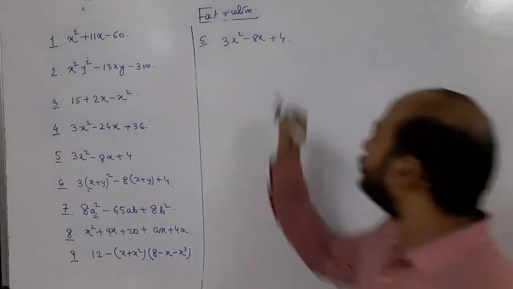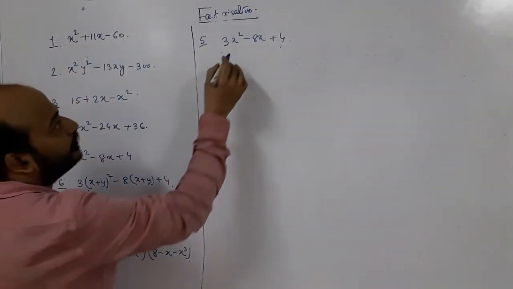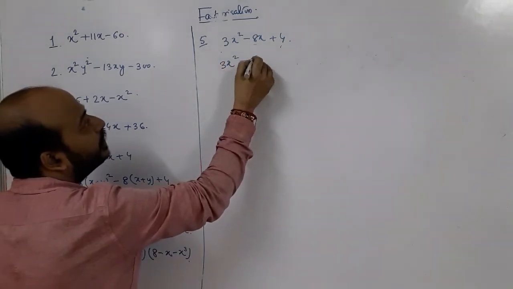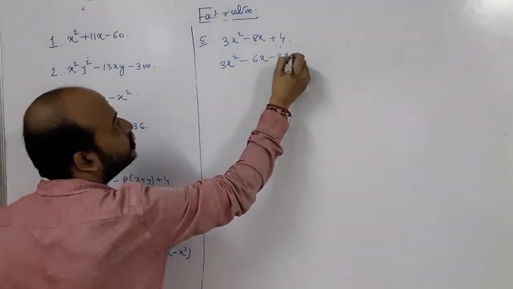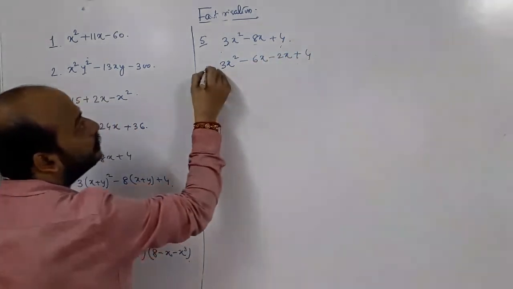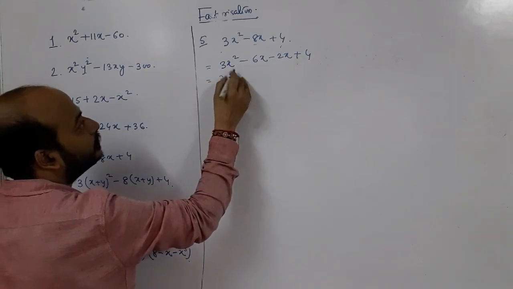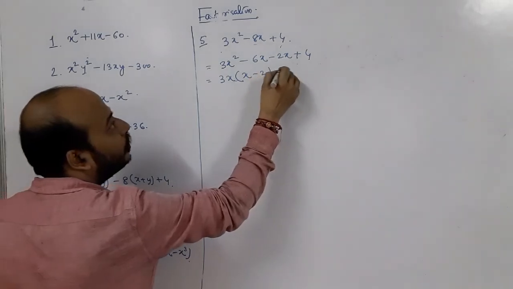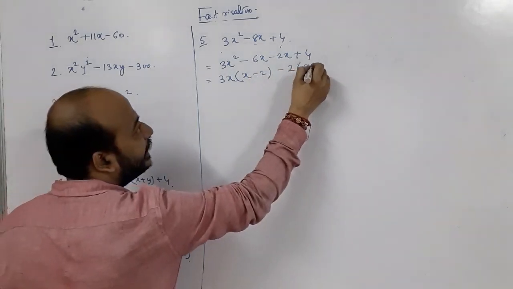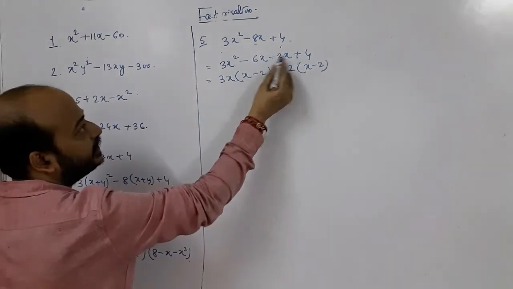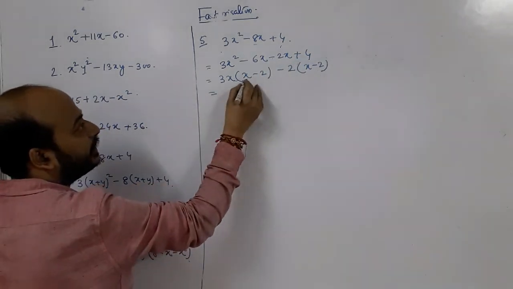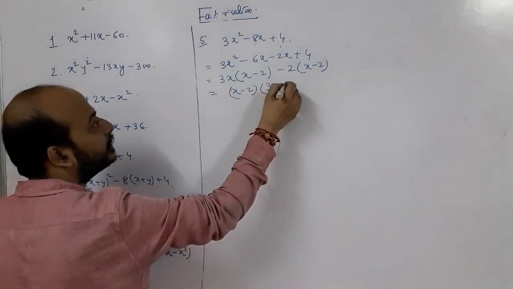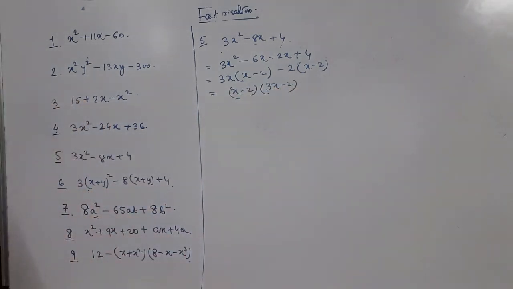Okay, again in this sum 4 into 3 is 12 and we have to get 8. So I can simply say 3x square minus 6x minus 2x plus 4. I can take 3x common, that is x minus 2, minus I can take 2 common, x minus 2. Understand? The sign changes inside. I can take x minus 2 common, x minus 2, and I will get 3x minus 2. Okay, understand?